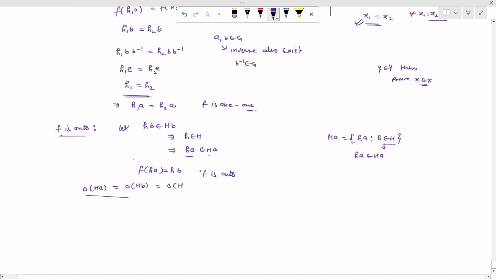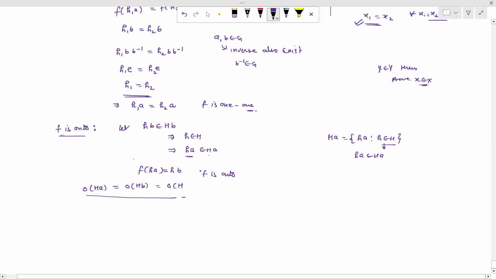So first we prove the function is one-one and onto, the correspondence between them. Then we can write the order of right coset of A equal to order of right coset of B equal to order of H.